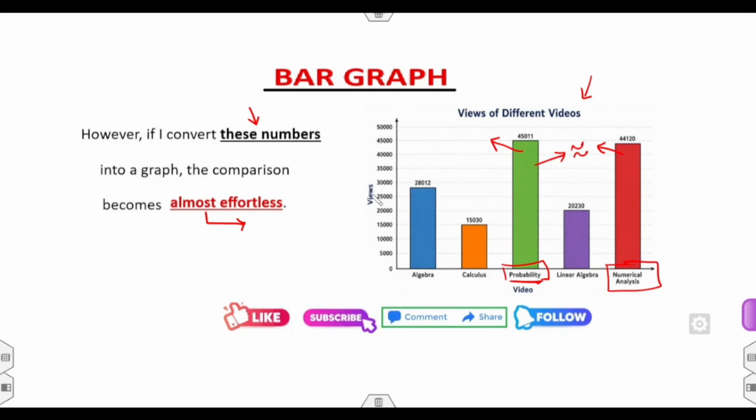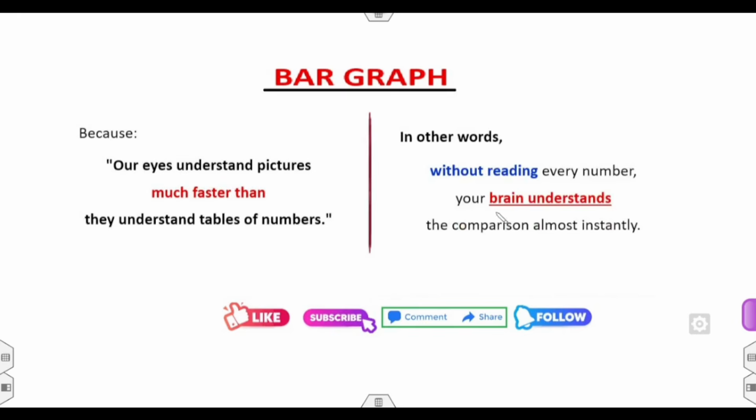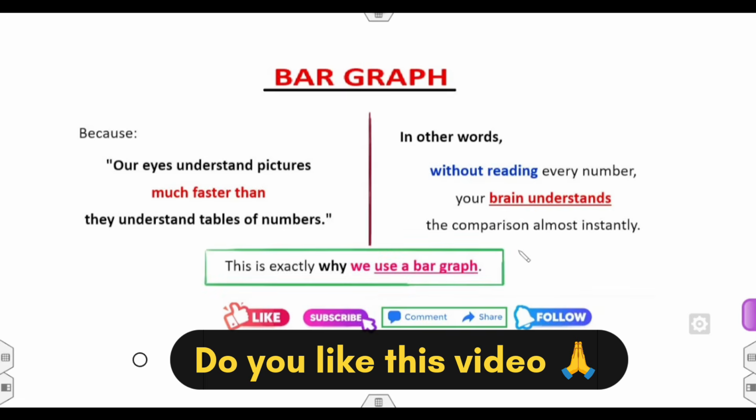Fine. So what does this mean? Instead of taking numbers, you can easily pick the comparison from the graph. Why? Because our eye understands a picture much faster than a table. So that's why we are interested in reading the bar graph. In other words, without reading every number, our brain understands the comparison in a much simpler way than in table form. That's why we are using the bar graph.